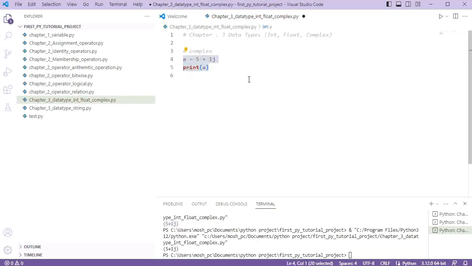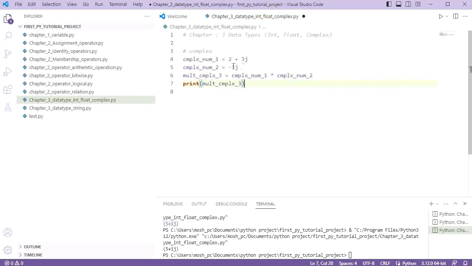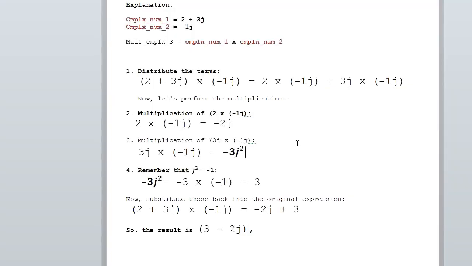Let's try to understand complex numbers using a simple arithmetic operation. As you can see here, we got 3 minus 2j as output. Let's try to understand practically why we got 3 minus 2j.